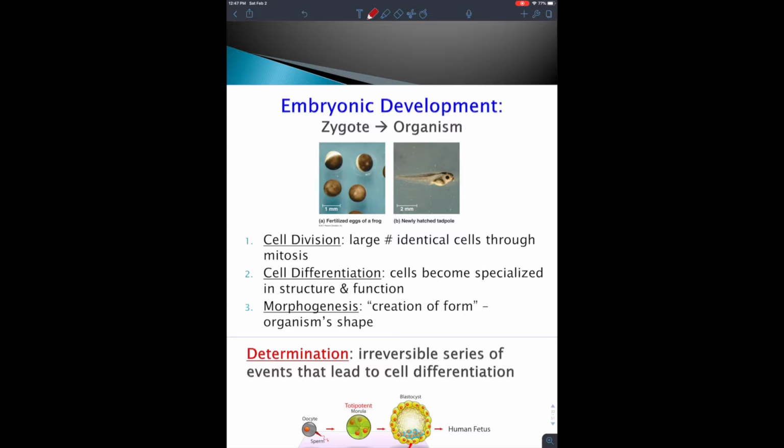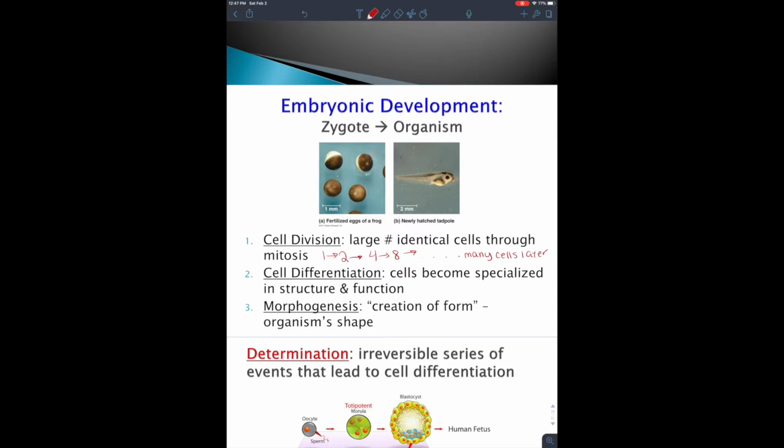So there are a few ways that development is going to occur. First is cell division. So large number of identical cells through mitosis. So one cell turns into 2 cells, turns into 4 cells, turns into 8 cells, turns into more cells, and on and on. So many cells later, we have some development occurring.